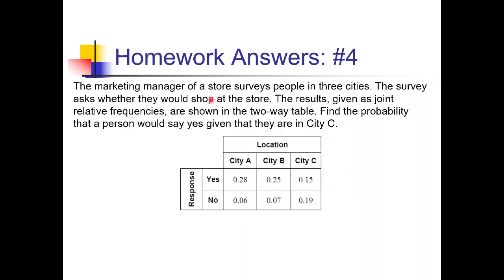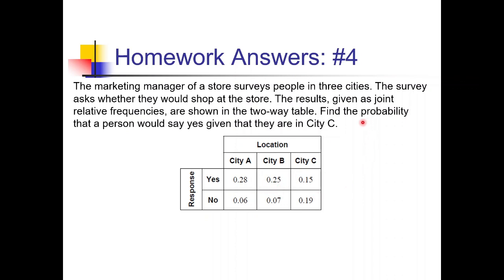On this problem, the marketing manager of a store surveys people in 3 different cities, and the survey asks whether they would shop at the store. The results are given as joint relative frequencies. It could be given as raw numbers or joint relative frequencies. It actually won't affect our final answer.